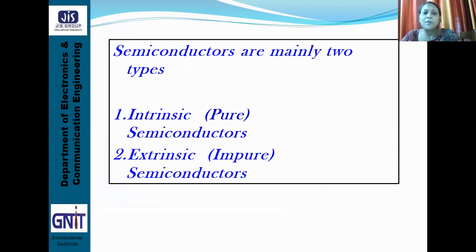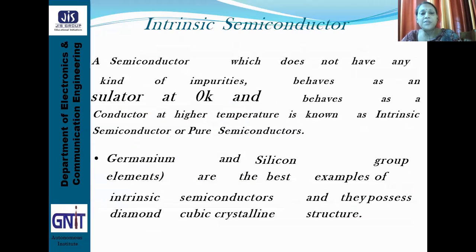So let us come to the different types of semiconductor, that is, intrinsic semiconductor and extrinsic semiconductor. Intrinsic semiconductor is nothing but the pure form of semiconductor, and extrinsic semiconductor is an impurity-added semiconductor. So what is an intrinsic semiconductor? An intrinsic semiconductor is nothing but a pristine semiconductor. That is, one that behaves as an insulator at 0 degree Kelvin and behaves as a conductor at higher temperature is known as an intrinsic semiconductor. This is a very pure semiconductor.